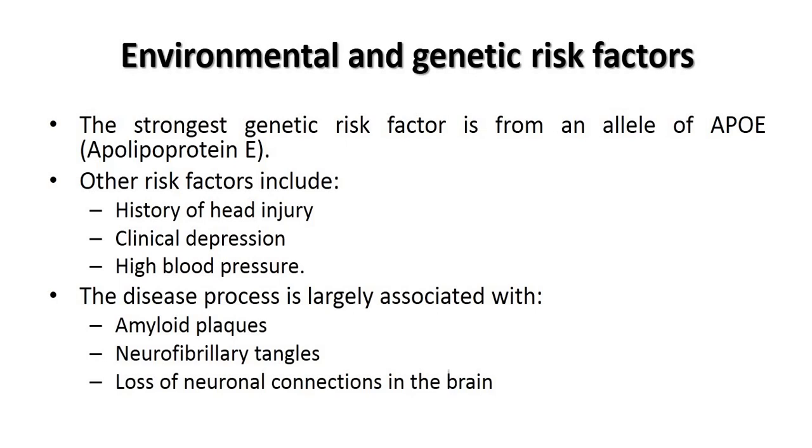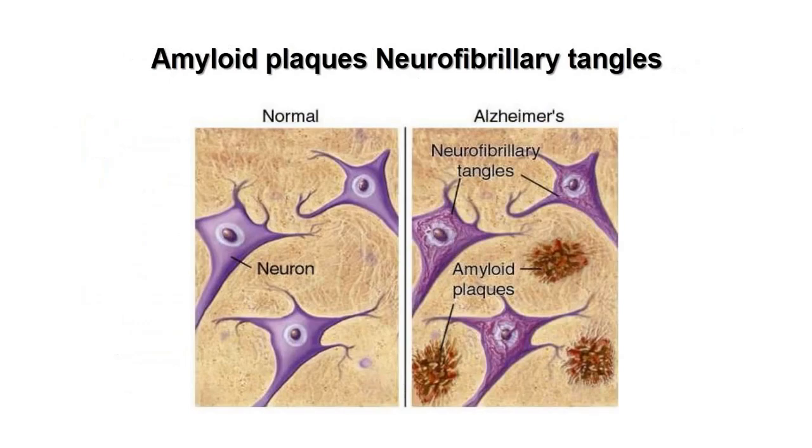Of course, you need to understand and visualize what amyloid plaques and neurofibrillary tangles are. So, I have a diagram for you. This is a normal person's neuron, whereas in a patient who is suffering from Alzheimer's, you have neurofibrillary tangles and amyloid plaques, depositions that are formed. These are the classical hallmark features of Alzheimer's disease.